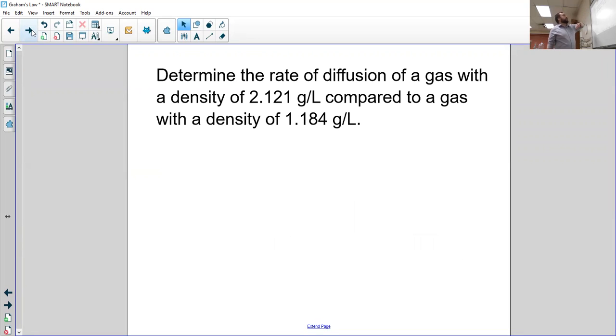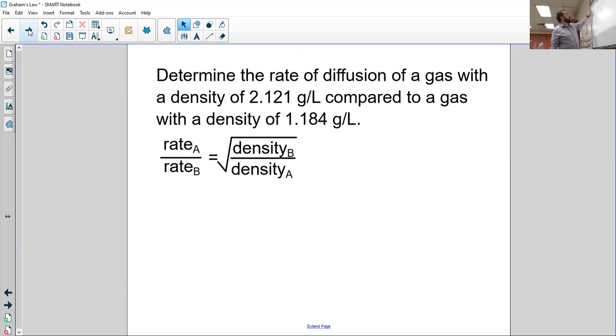Let's do this problem together here. Determine the rate of diffusion of a gas with a density of 2.121 grams per liter compared to a gas with a density of 1.184 grams per liter. So we write down rate of A over rate of B equals, in this case, we're going to do the square root. We're given densities, so we have density of B over density of A. We're going to shorthand this a little bit: RA over RB is equal to the square root of DB over DA.